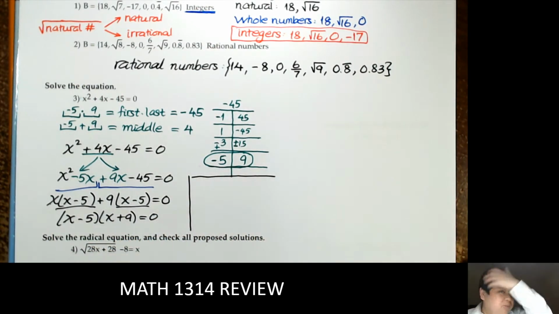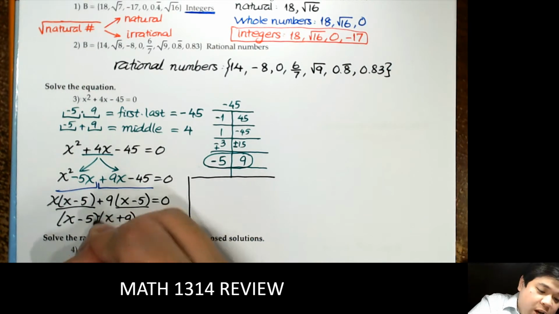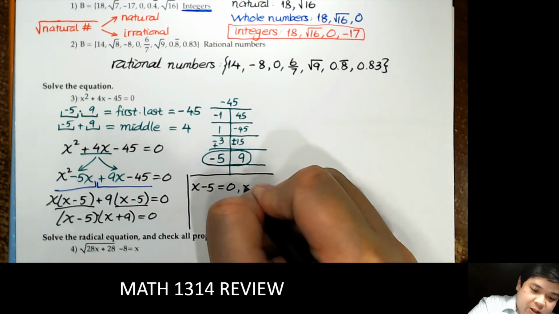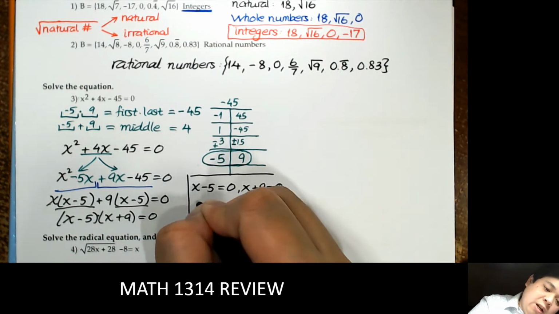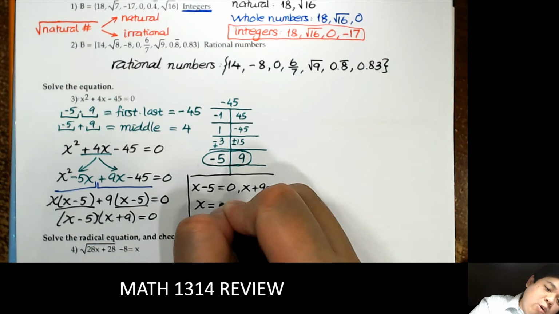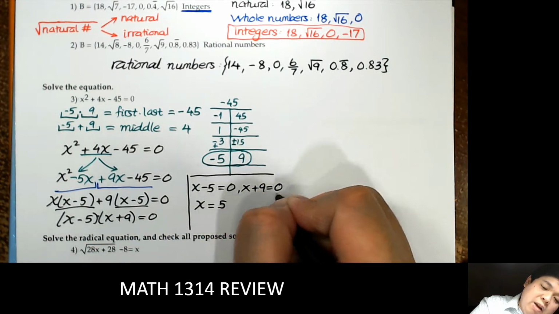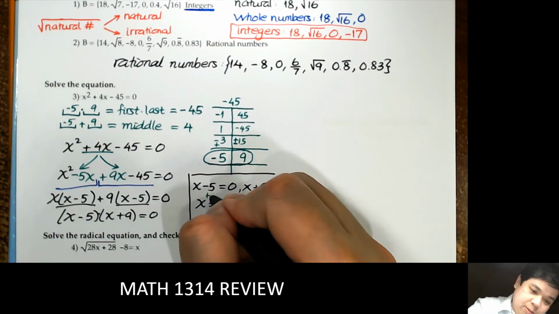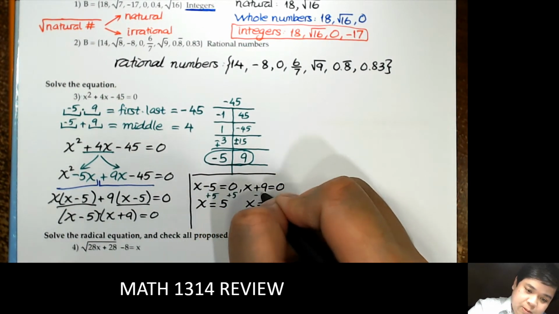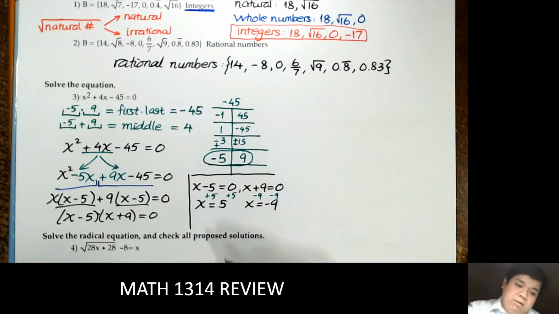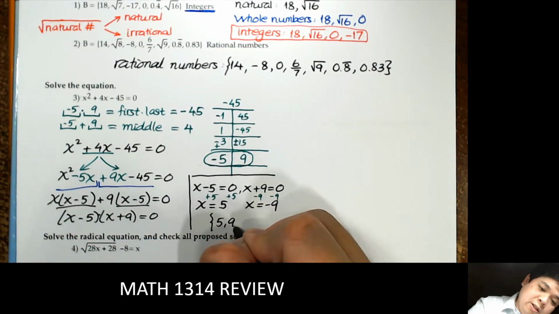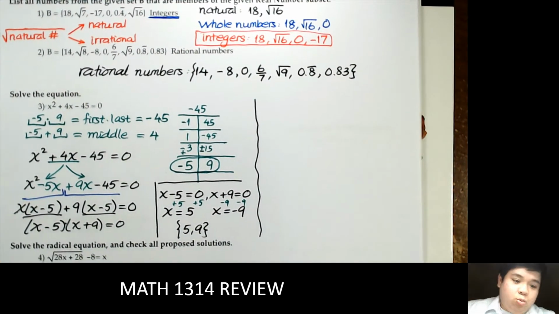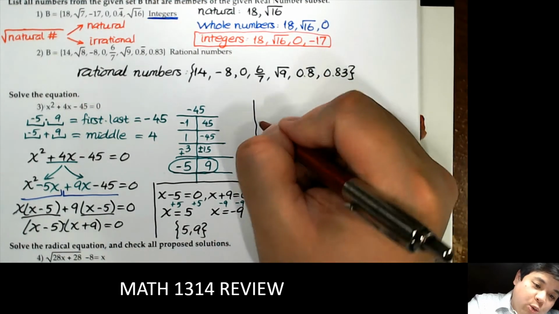Next, two factors multiplied together equal to 0. At least one of them must be 0. So we have x plus 5 on both sides and minus 9 on both sides. So we have 5 and negative 9. So that is using the factoring method. Here I can also use the quadratic formula. You only need to do one.